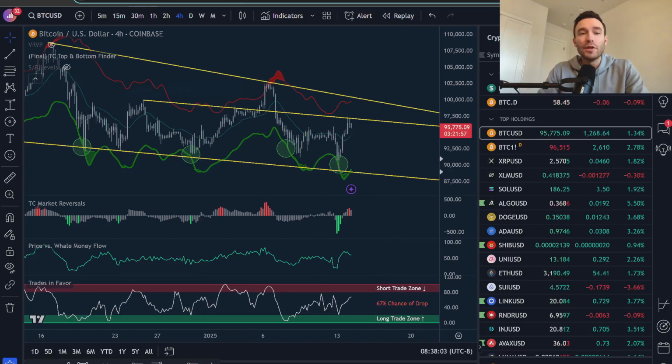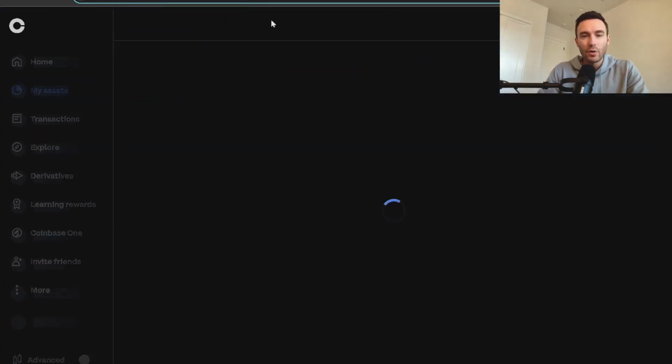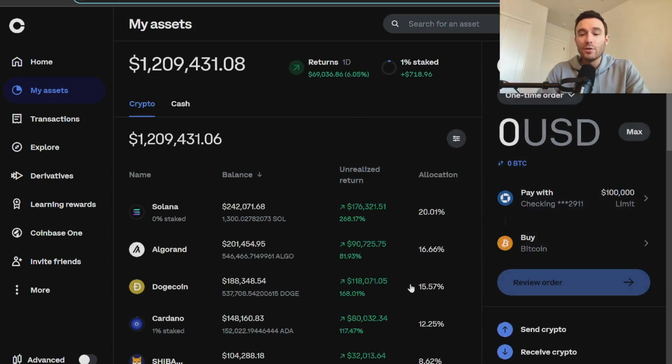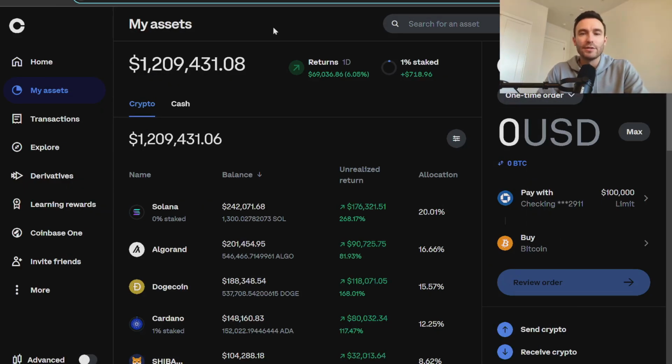Our portfolio update really quick, just so you guys can see that we have some skin in the game. We are at $1.2 million in our Coinbase account. And we do have a Ledger. We have all of our XRP and XLM over here, which is almost about another $1 million there. So we are over $1.1 million in profit, and the alt season hasn't even started yet.